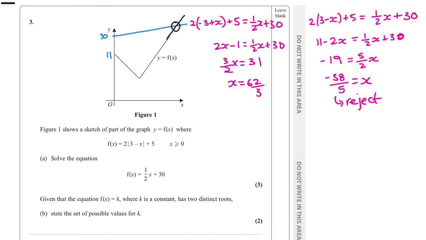Okay, so brilliant. Then the next part of the question says, given that the equation f of x equals k, where k is constant, has two distinct roots, state the set of possible values of k. Okay, I always love getting my ruler out. Two distinct roots means it crosses twice. Okay? So, before I use my ruler, do we know what this minimum point is here?